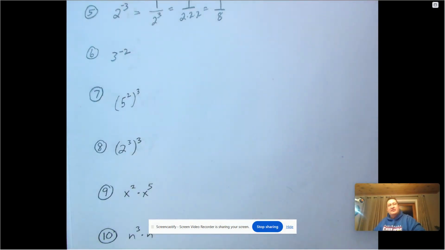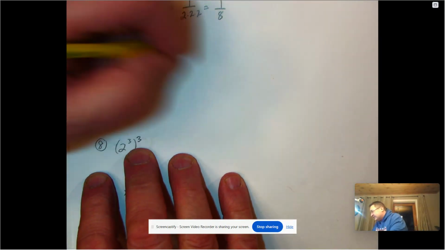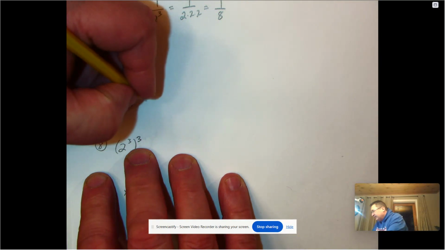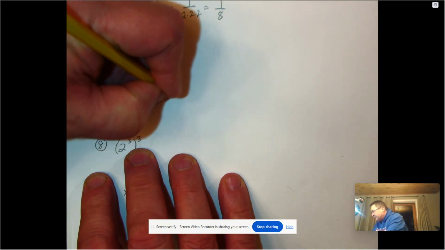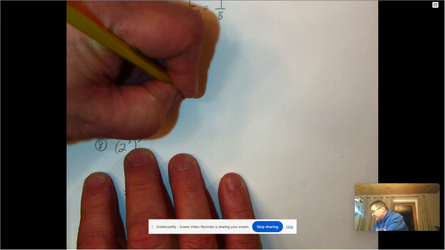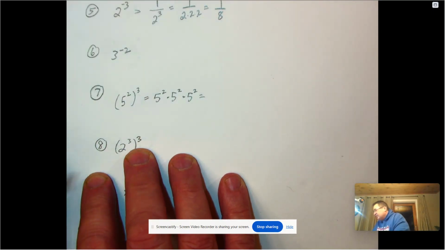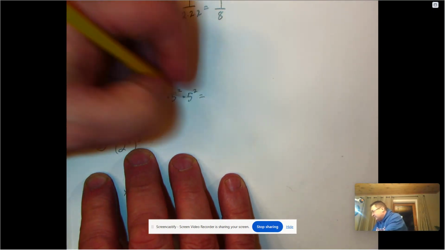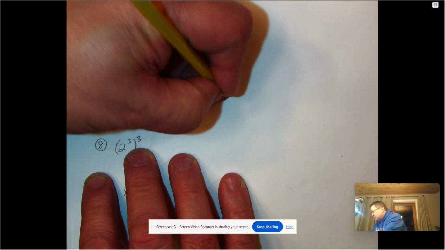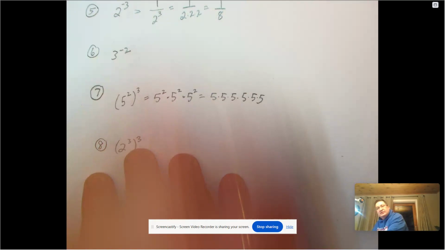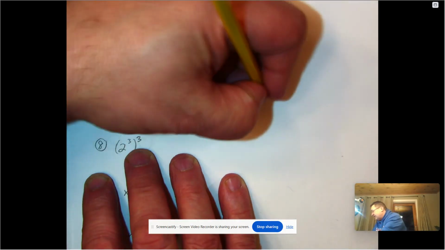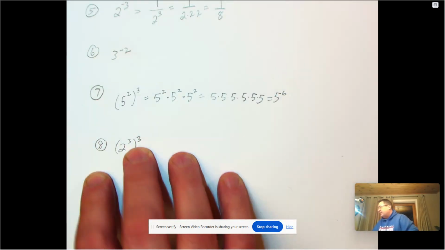Number 7 is 5 squared and then cubed. We have this rule that says that you could multiply the exponents. And let me just show you why. This is 5 squared times 5 squared times 5 squared. Well, that's 2 5s, and then another 2 5s, and then another 2 5s. So that's 5 to the 6th power.